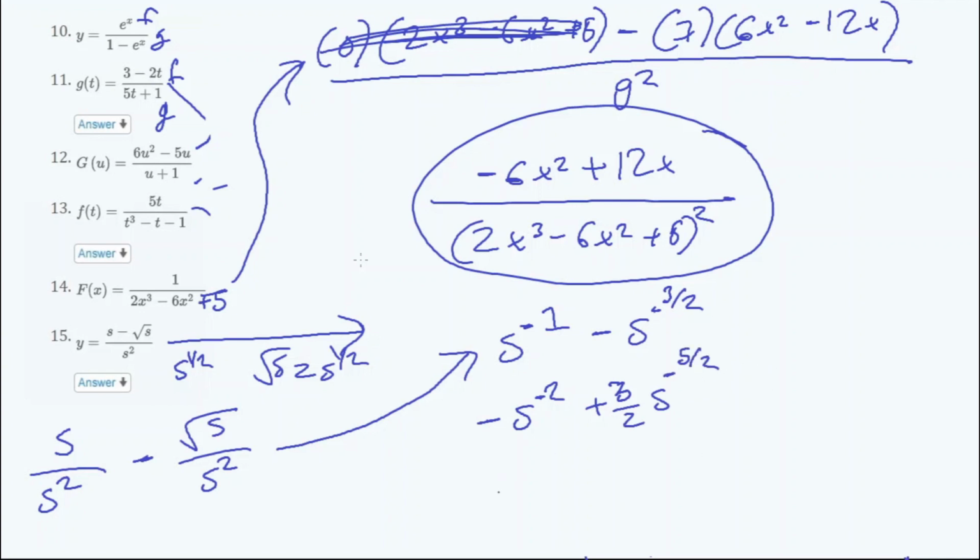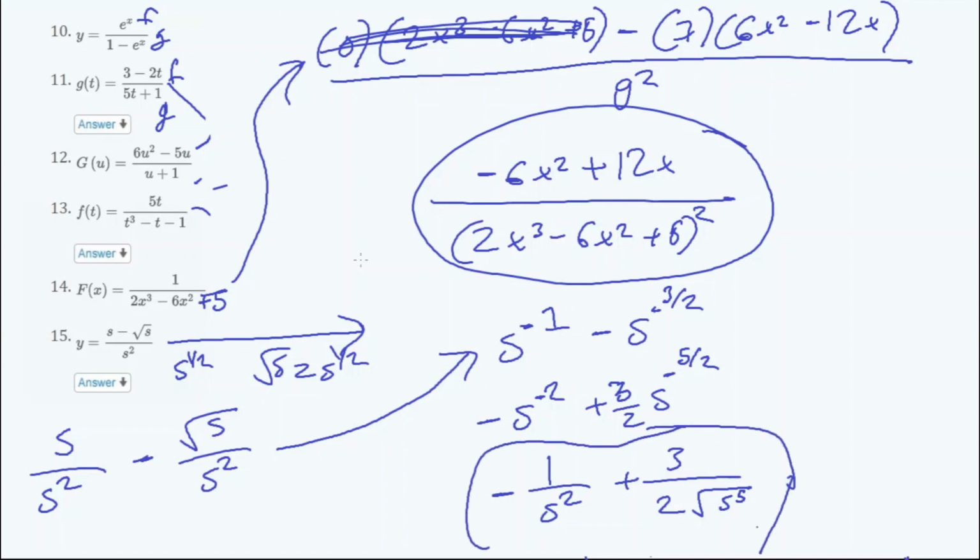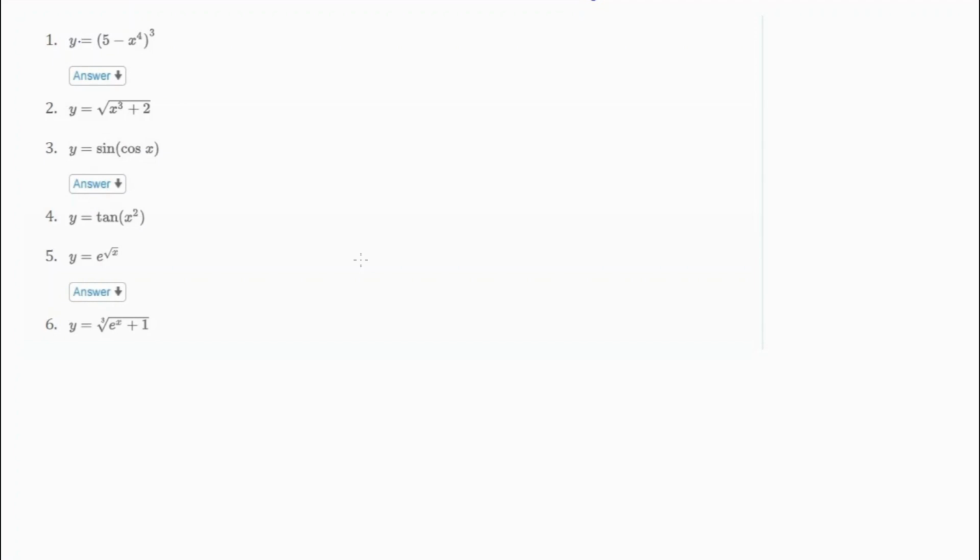And we can also rewrite that, so we're going to have negative 1 over s squared, and that's going to be plus 3 over 2, and we're going to have s to the fifth power to the square root. And that is going to be our final derivative for number 15. Alright, so I want you guys to try to take a look at number 1 through 6. For these, you're going to have to use the chain rule. So you could pause the video and try those out.